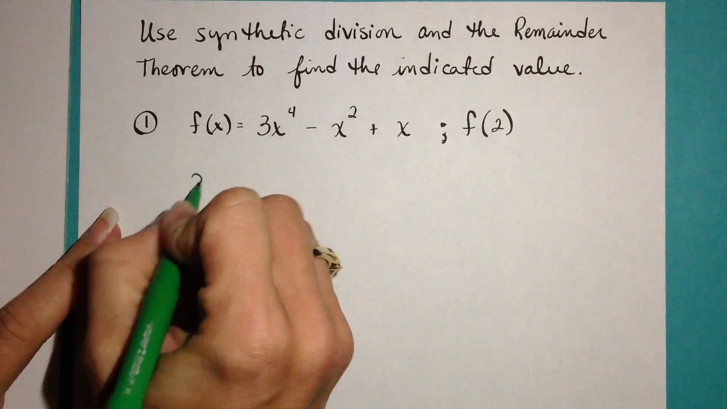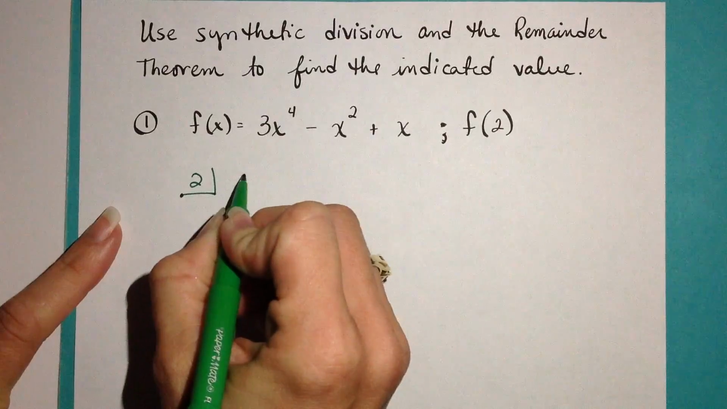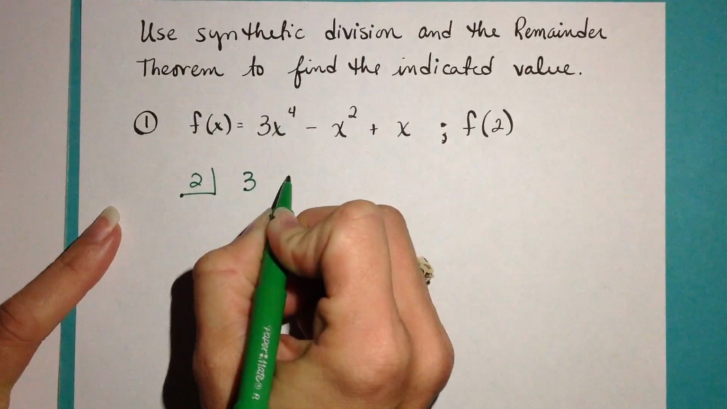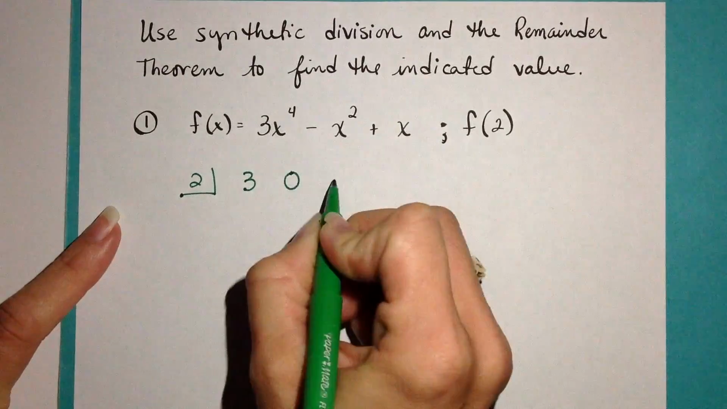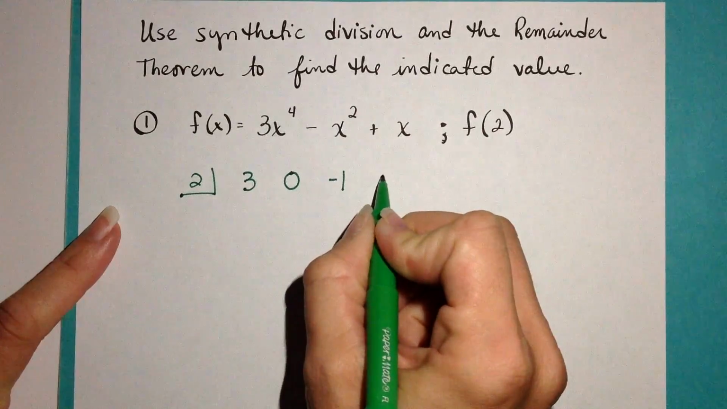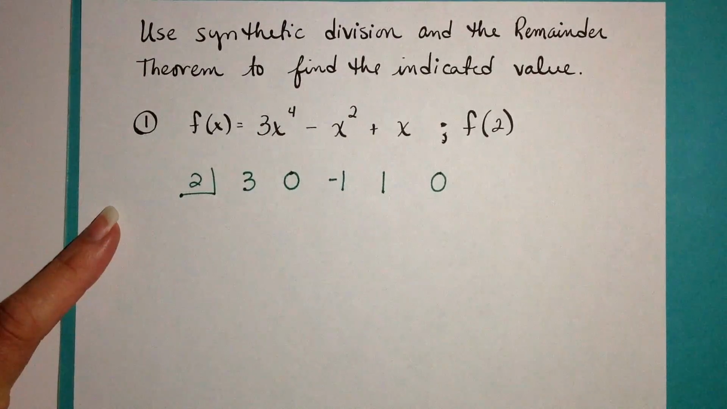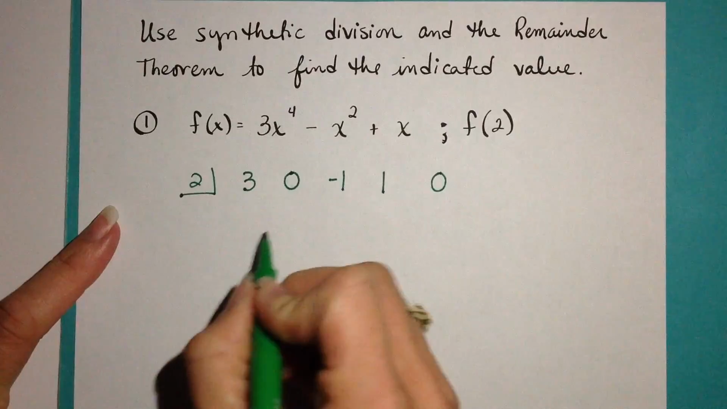So I'm setting this up with positive 2 out front. My fourth power, so coefficient of 3. I'm missing my third power. And then I've got a negative 1. And then I've got a positive 1. But I'm also missing my constant. Even if you're missing your constant, you've got to remember to put a 0.